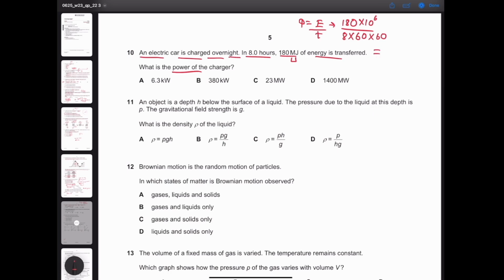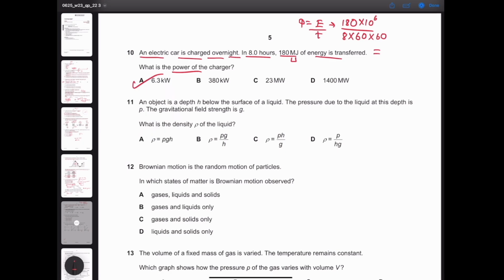Now, because watts is always with respect to time and it is always in seconds. Now, when you do the maths, 180 divided by 8 divided by 3600. So it is coming out to be 6.25 something. Answer should be A. You can check your calculator. The answer will be A.